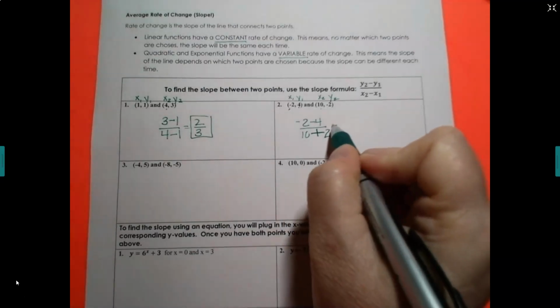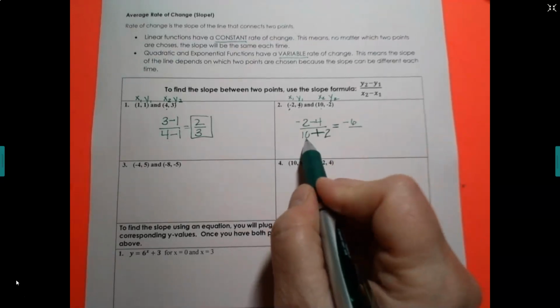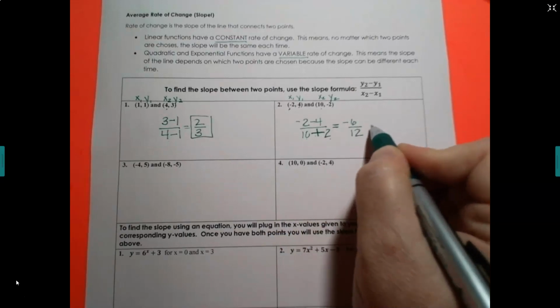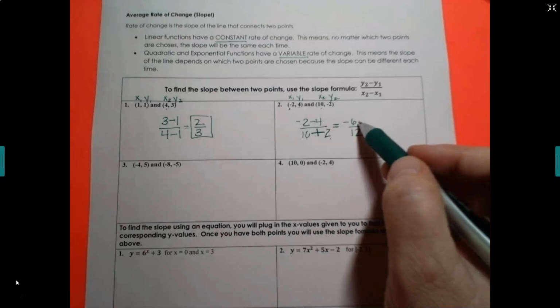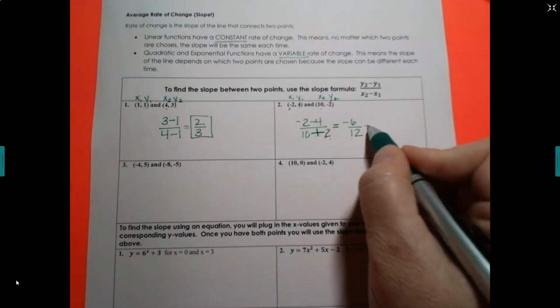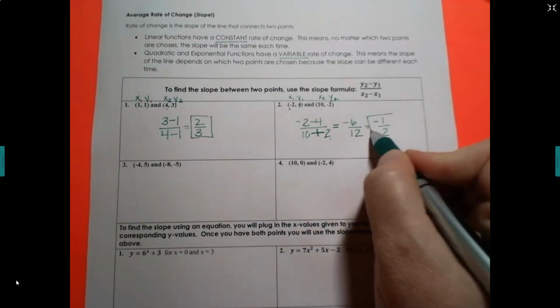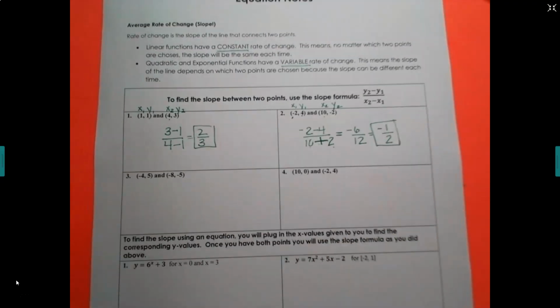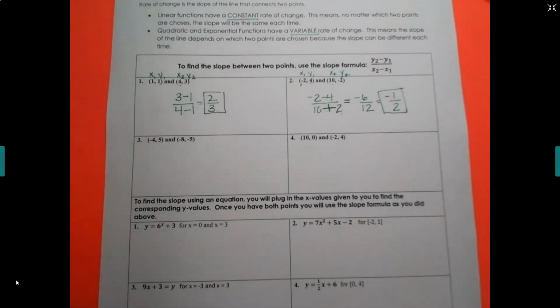Okay, so now let's go ahead and simplify this. Negative 2 minus 4 will be negative 6. 10 plus 2 will be 12. We want to see if this fraction will simplify. I do know that 6 and 12 are both divisible by 6. So the top will become negative 1 and the bottom will become 2. So my slope for these 2 points will be negative 1/2. This is a good time to pause the video, try these next 2 problems on your own, and then play the video and see how you did.